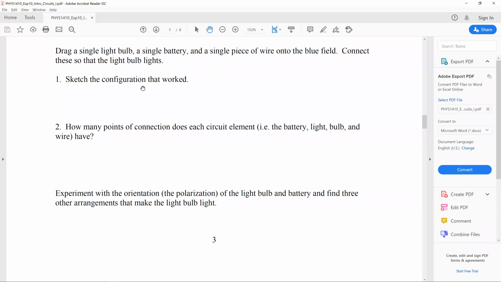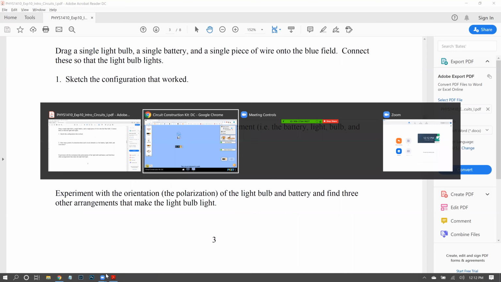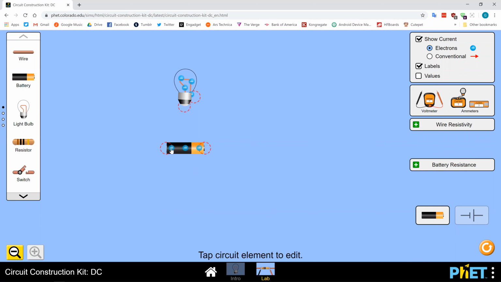So the first question basically just says sketch the configuration that worked on my version, but yours probably says describe the configuration that worked. And then how many points of connection does each circuit element have? So if I come back to my simulation here, you'll notice that the battery has 2 ends, which is pretty clear because anytime you mess with a battery, you've got the positive end and the negative end. The light bulb also has 2 points of connection. So everything that I put in here is always going to have 2 points of connection.